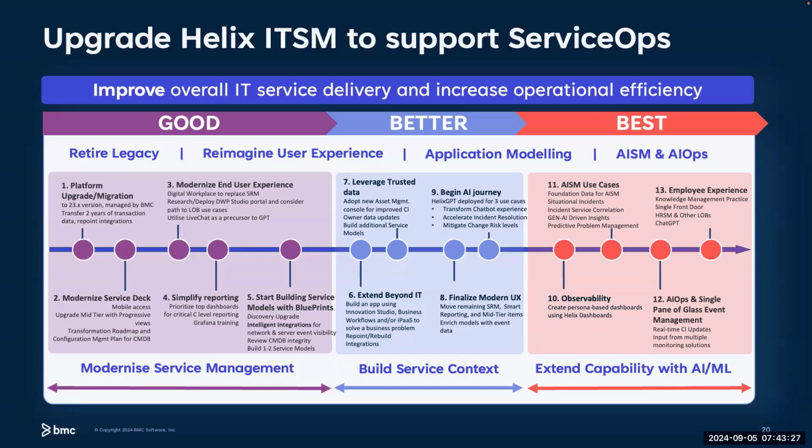And the 3rd is step 9 on the journey, which is really deploying the first Helix GPT agents for use within your organization. So giving your end users that transformative chatbot experience that we saw earlier, giving your users the situational summaries and the incident summaries and those kind of level of Gen AI automations, and helping to mitigate your change risk levels. They're the 3 things that we suggest you start on after you've done steps 1, 2, 3, and 4.